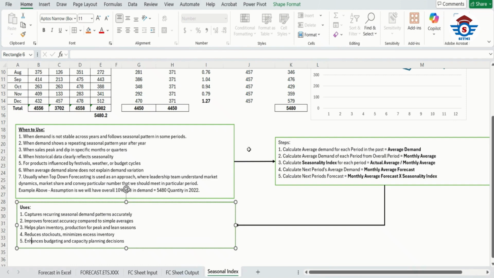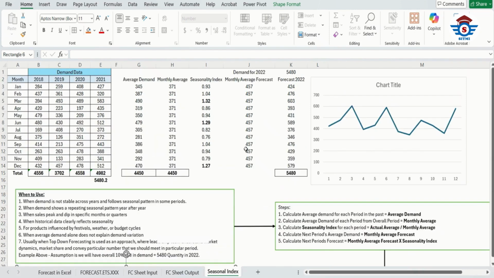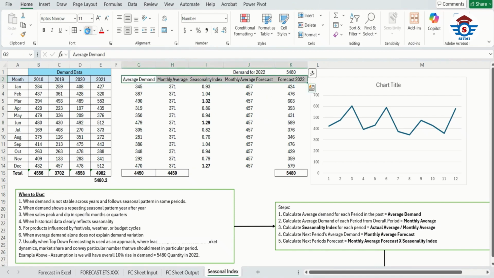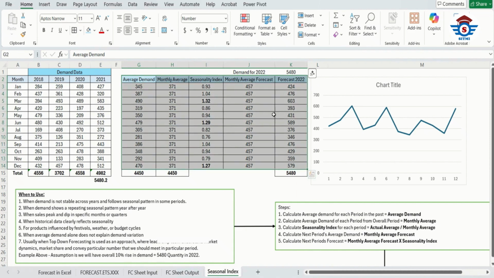So this was all about the Seasonality Index. I hope this was easy to understand and follow, and this is a very basic method which gives a powerful forecast in the future by considering all the seasonal patterns in the past. You can definitely try this method on your past demand data and understand what the Seasonality Index is. According to that seasonality, if you have a number for the future demand, you can come up with better forecasting approaches in your data. So that's all about the Seasonality Index.